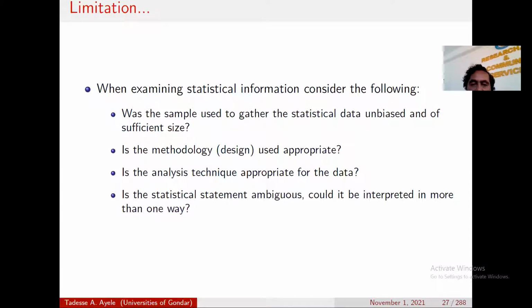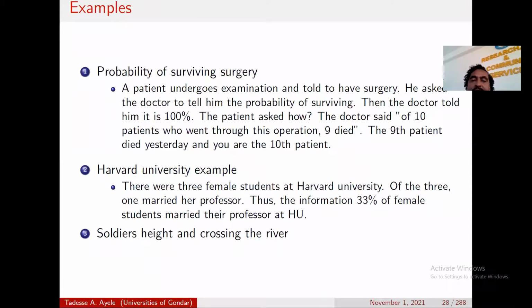Is the methodology or design used appropriately? Is the analysis technique appropriate for the data? And is the statistical statement ambiguous? Could it be interpreted in more than one way? So before we accept the information, we have to ask whether the sample size is sufficient, the sampling method is appropriate, the design is appropriate, and the analysis method is appropriate. All of this will say something about the quality of evidence.